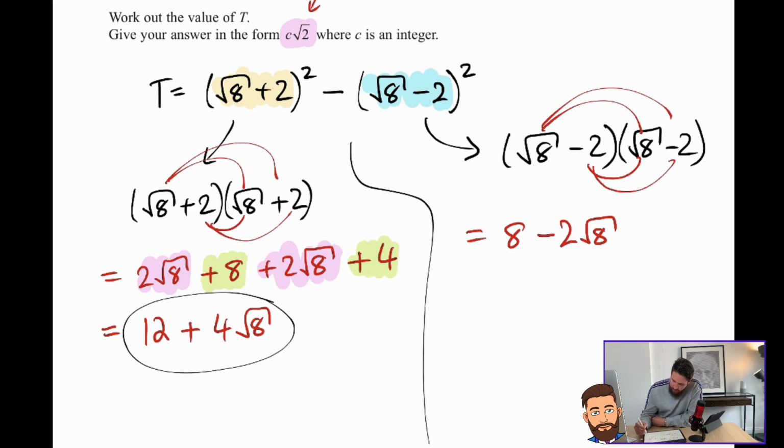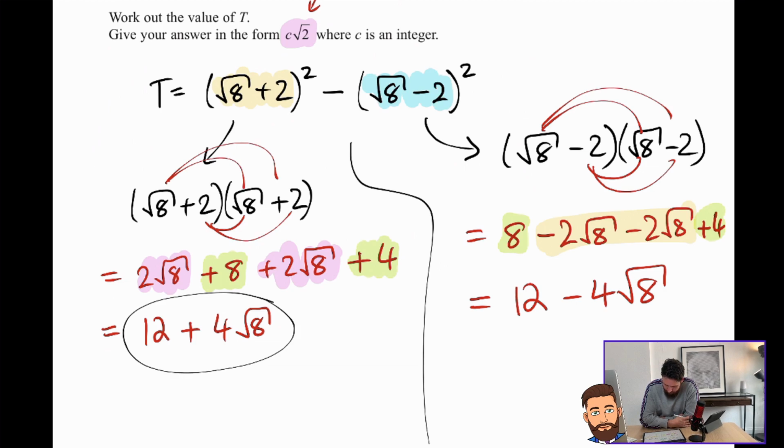And then we have minus 2 times root 8, which is another minus 2 root 8. And then we've got minus 2 times minus 2, which is plus 4. So again, we need to tidy this up. We've got an 8 and a 4. And then we have got, and this is where a lot of students go wrong, coming up. Then we've got this, minus 2 root 8 minus 2 root 8, which is, we've got 8 and 4 is 12. Then we've got minus 2 is minus 4 root 8.